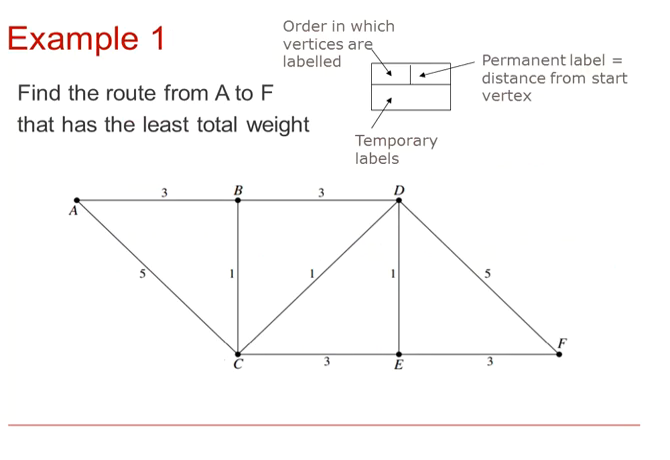Note that we will assign a box system to each node. On this slide, you can see that the top left-hand box is the order in which the vertices are labelled. The top right is the permanent label, which gives the distance from the start vertex, and the bottom space is used for the temporary labels as we work our way through.